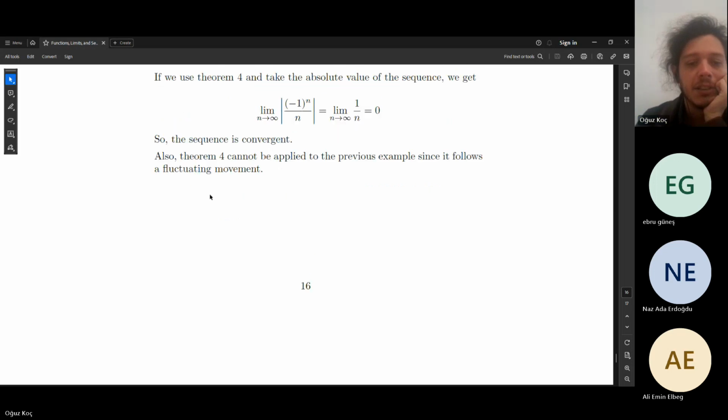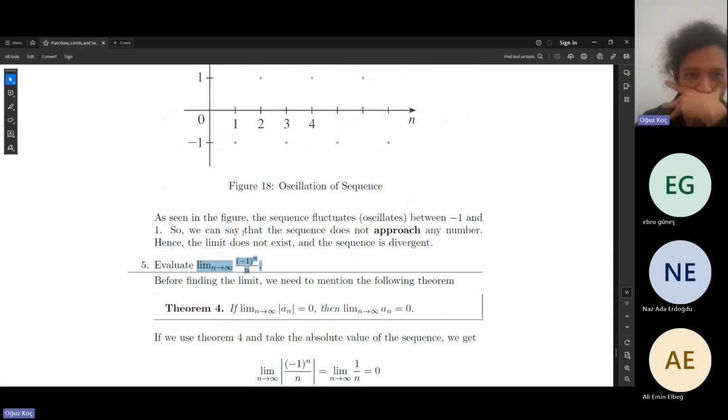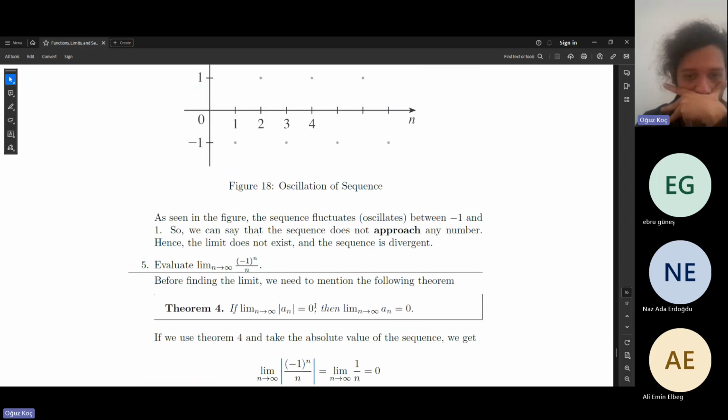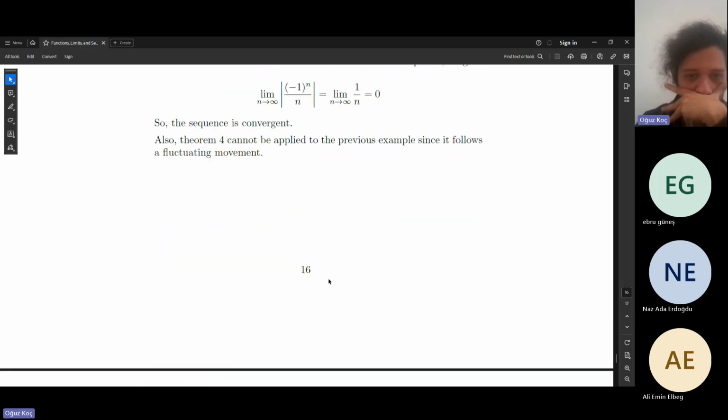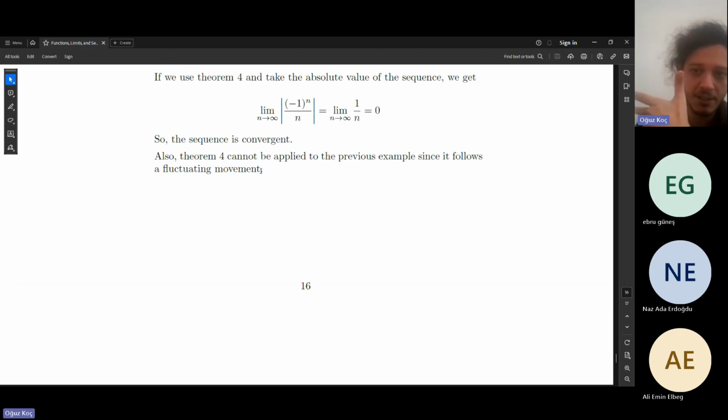Also we need to mention that theorem 4 cannot be applied to the previous example, which is 1 minus the nth power of -1. We will talk about it below, and its behavior follows a fluctuation movement.